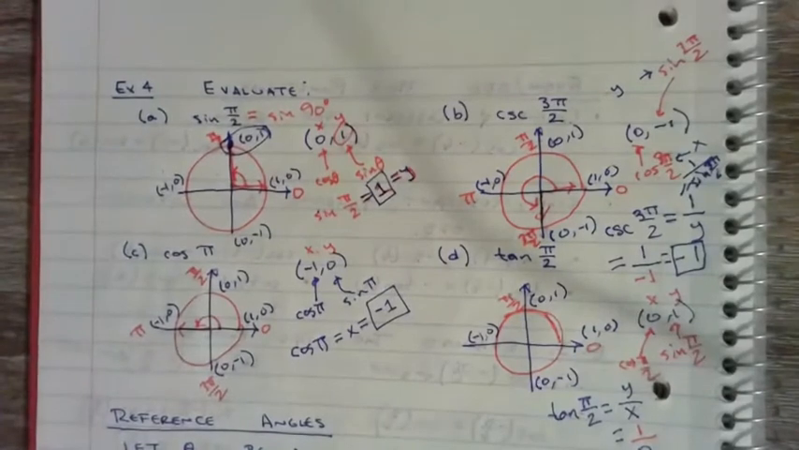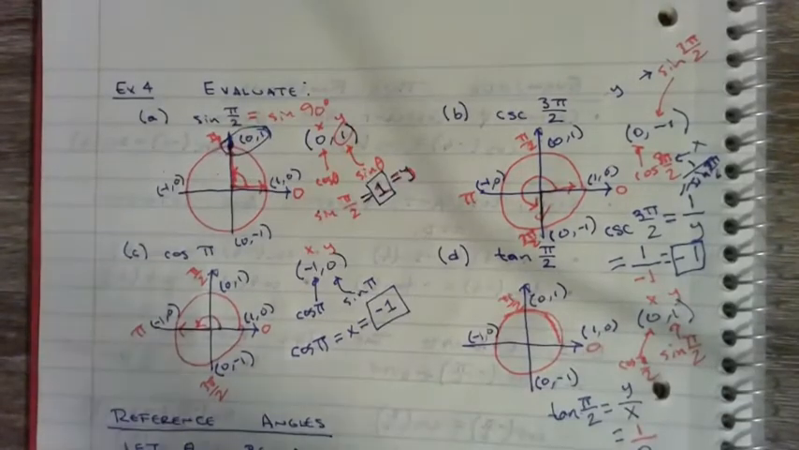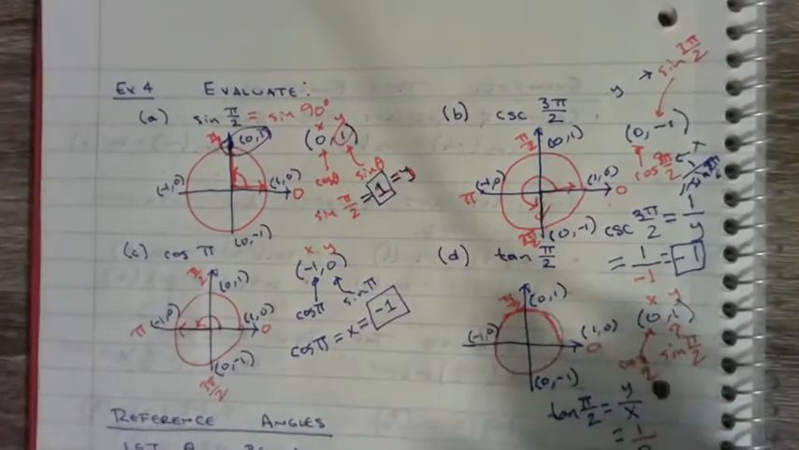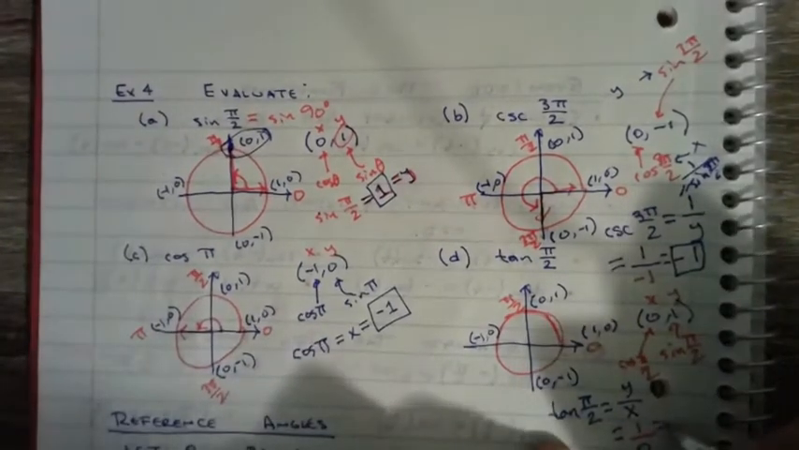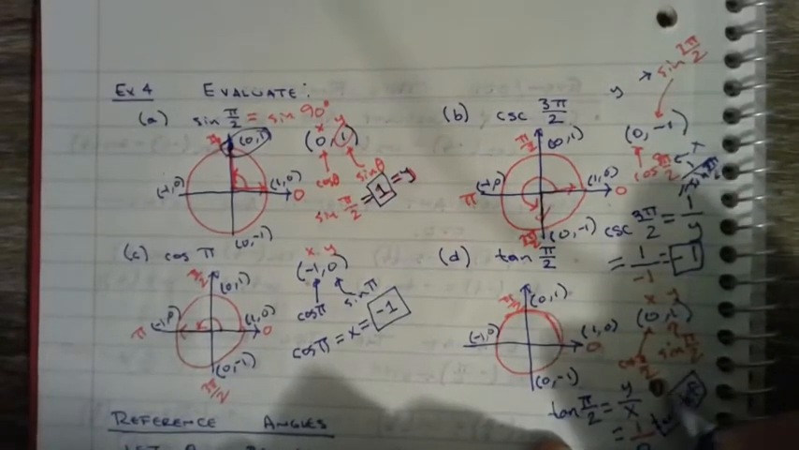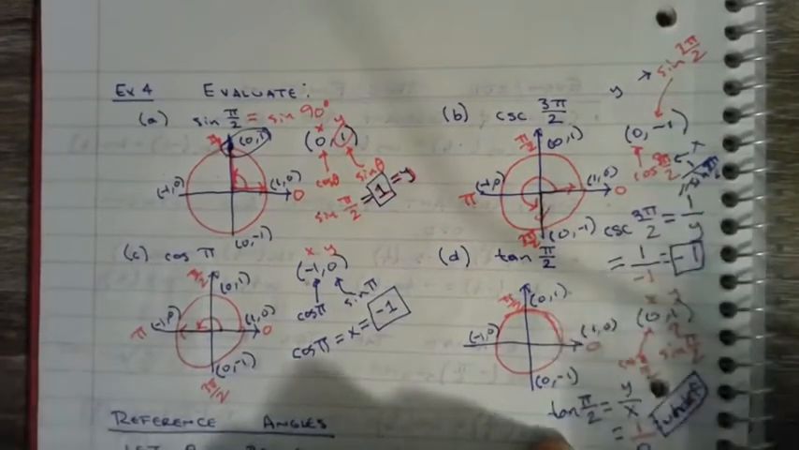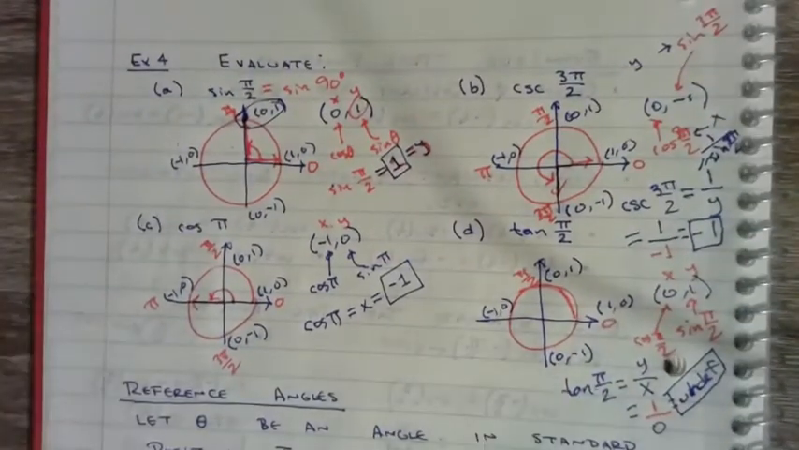Now the answer is 0? No, it is not. Nothing divided by 0 is not 0. You gotta remember that to the T. Anything divided by 0 is undefined. So I'm gonna write just an abbreviation right there, undef. Whenever you see undef, think undefined. Alright? And that's how you do D.